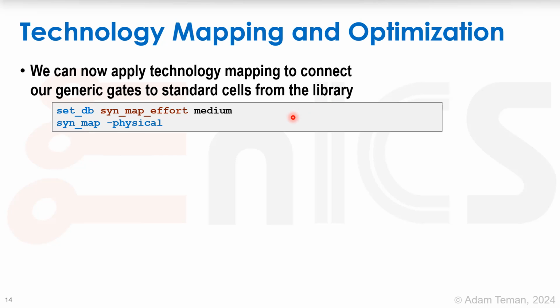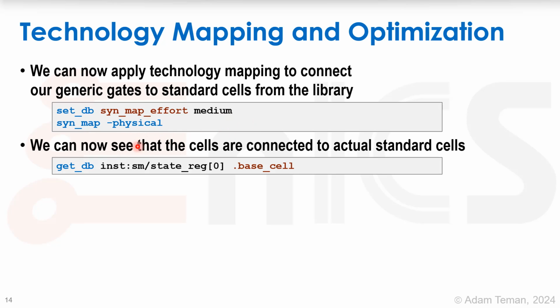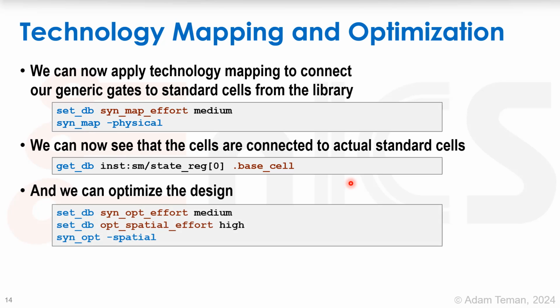So it's actually pretty simple in this case. I have all kinds of, again, DBs that can control all kinds of things. The main one is syn map effort, and then I do syn map, and I can add the minus physical to have it do physical synthesis. Okay, and now when we go and look at the database in whichever way we want to, we can see that they're connected to actual standard cells. So I can do something like getDB, look at some instance, the state reg instance, and I can do .base cell, and it will tell me what standard cell it is connected to.